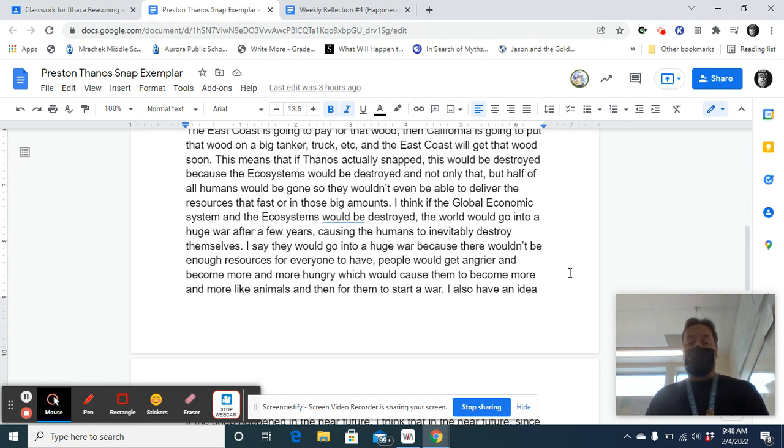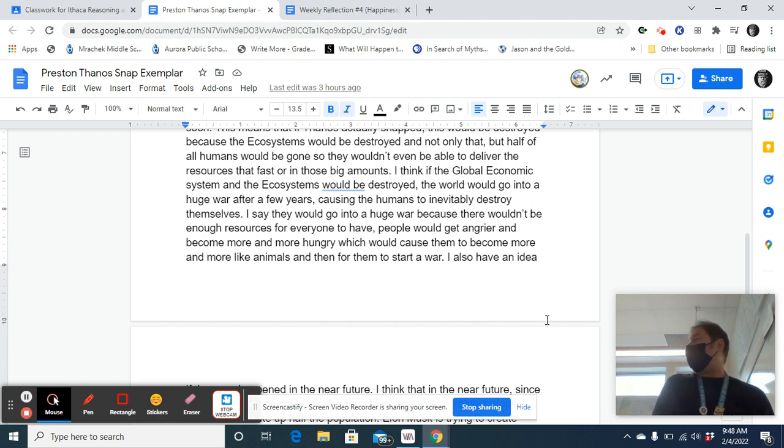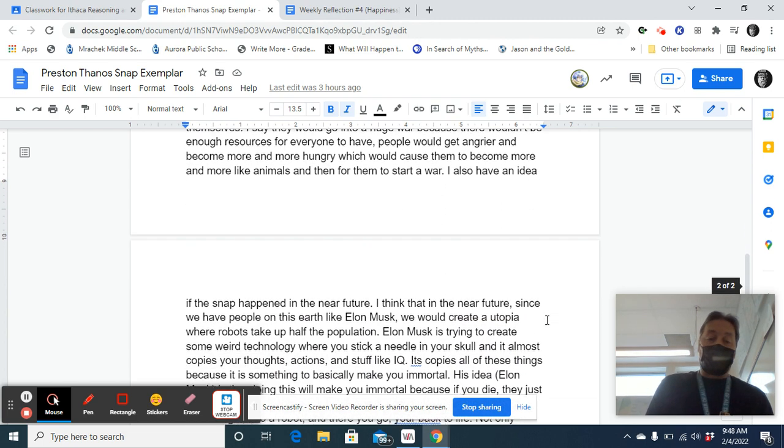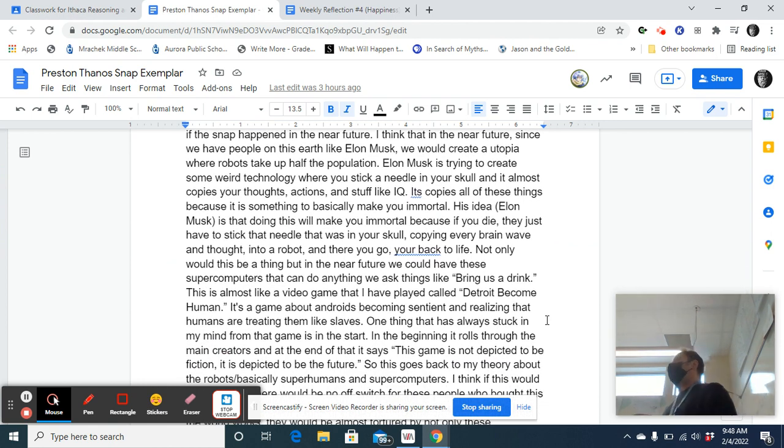And then all the way down here, where it says, "I also have an idea," and this is about the midway point of his reflection: "I also have an idea if the snap happened in the near future." And he starts to now do what I talk about when I put on your paper, let your thinking take you beyond where it has before in your writing, or go beyond what the framework is asking. This is what I'm talking about with what he is doing.